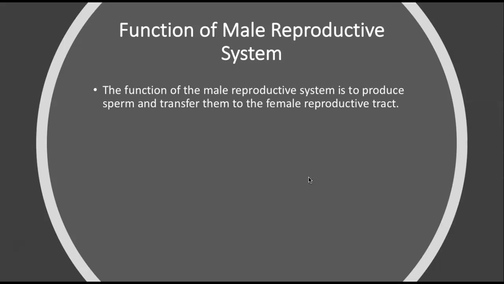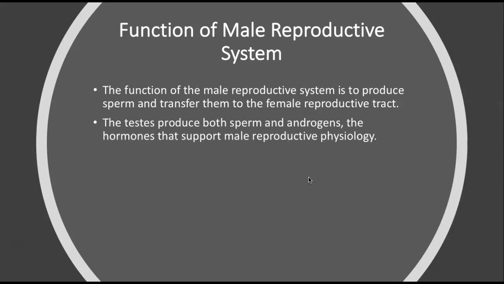The function of the male reproductive system is to produce sperm and transfer them to the female reproductive tract, right? That's the whole point, is to reproduce, and in order to reproduce, we need a sperm and an egg to combine. The testes produce both sperm and androgens, which are hormones. In this case, we're talking about the sex hormones that support male reproductive physiology. In humans, the most important male androgen is testosterone.